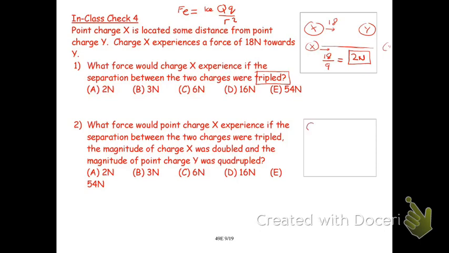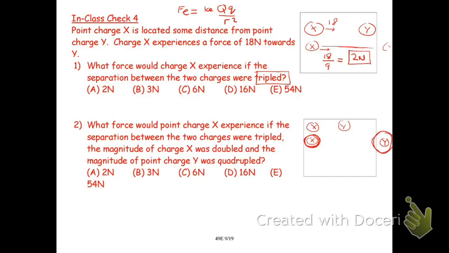Again, we're going to have X and Y, but now we're going to mess with it. It says if the separation was tripled, so that's going to be X, and now that's going to be way down there. Then it says if the charge of X was doubled, so let's make that bigger, and the charge on Y is quadrupled. So we're messing with all the bits we can mess with.